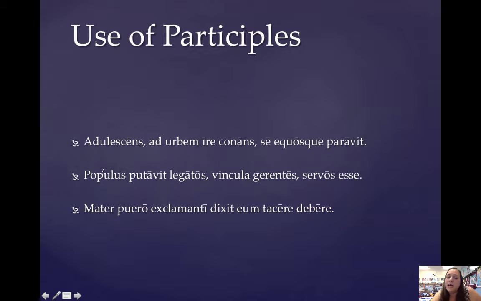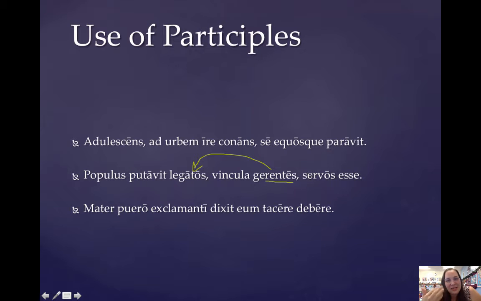Okay, this next sentence. Populus putavit legatos, gerentes vincula, servos esse. So the people thought that legatos esse servos, that the ambassadors were slaves. Okay, that's our main sentence here. We now have this participle, gerentes, which is modifying legatos, right? So the people thought that the ambassadors, gerentes vincula, carrying chains, were slaves.